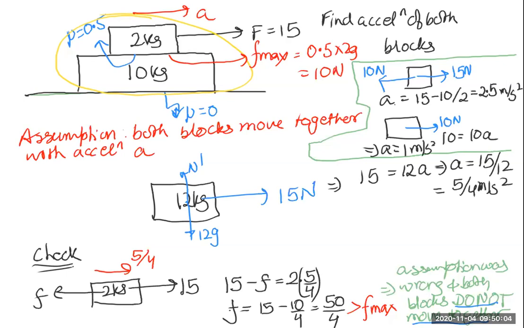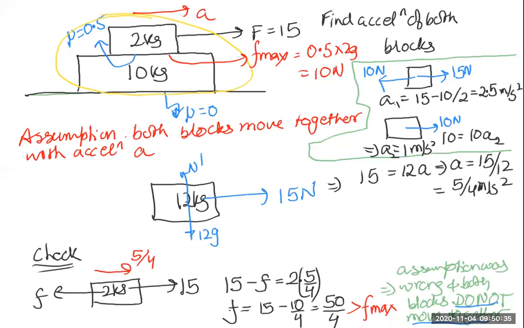Here I should be careful. I should write A1 here and A2 here because the accelerations are different. So in this case the upper block will be moving with an acceleration of 2.5 meters per second squared, whereas the lower block will be moving with an acceleration of 1 meter per second squared, right? So whenever you see two blocks, this is the first method. I'll tell you another method.